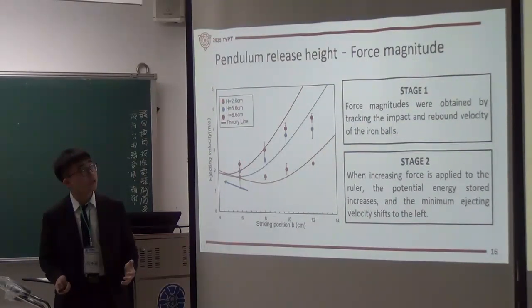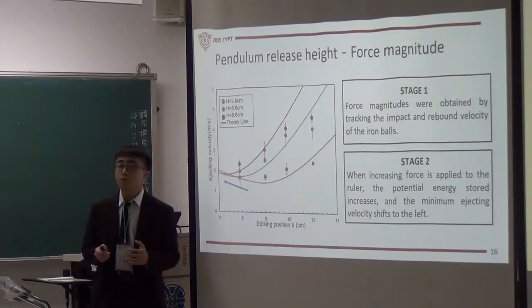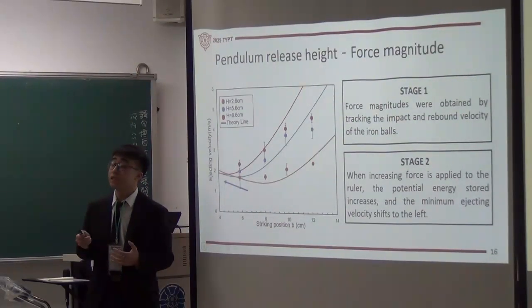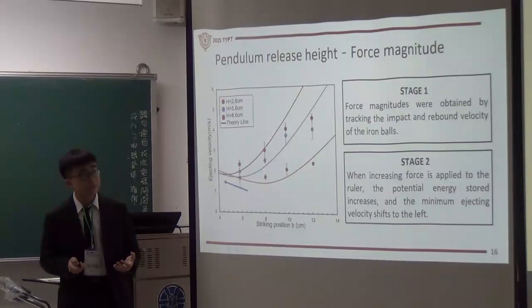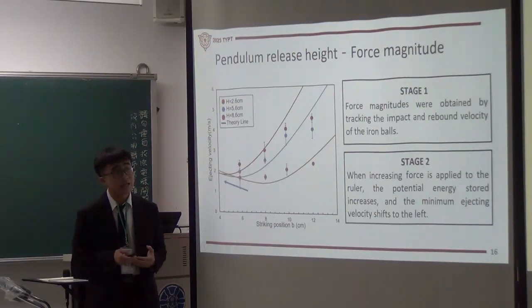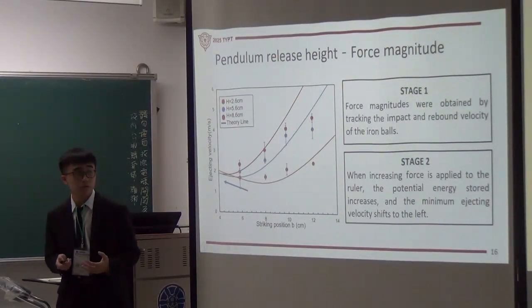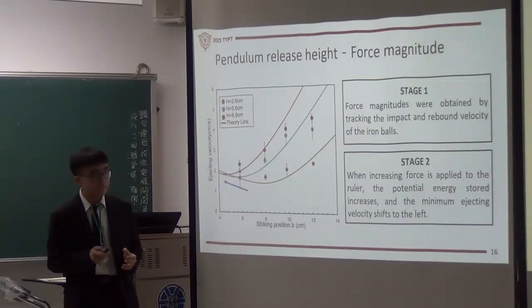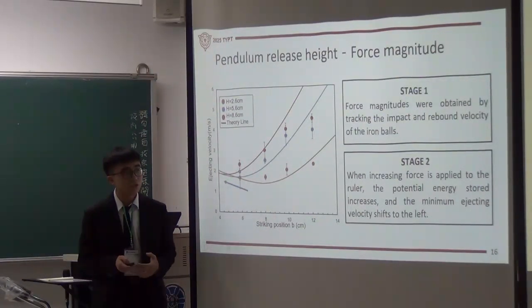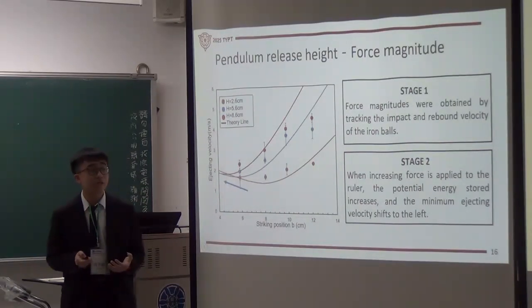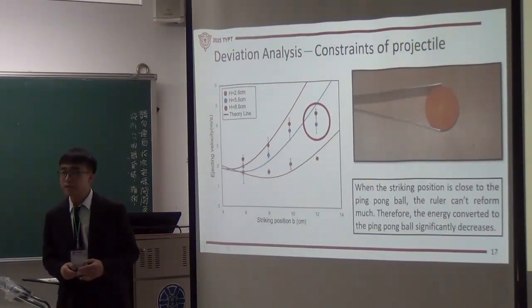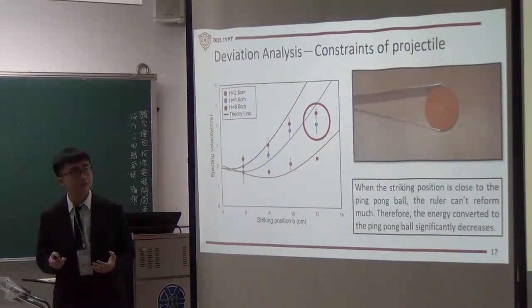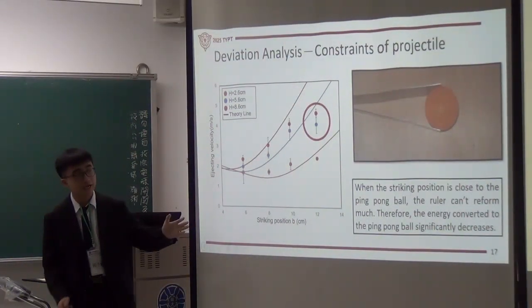And the second parameter is the pendulum release height. When we change the pendulum release height, it can generate a different force acting on the surface of the rulers. The force magnitude is obtained by checking the impact and rebound velocity of the iron balls. When an increasing force is applied to a ruler, the potential energy stored increases, and the minimum ejecting velocity shifts to the left.